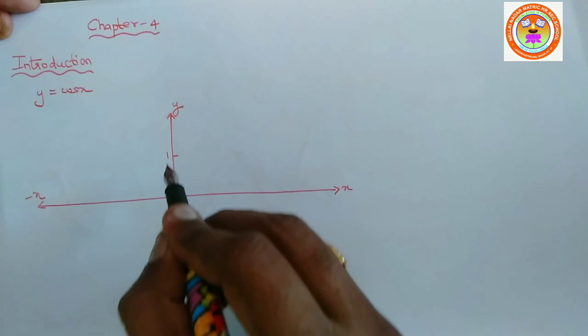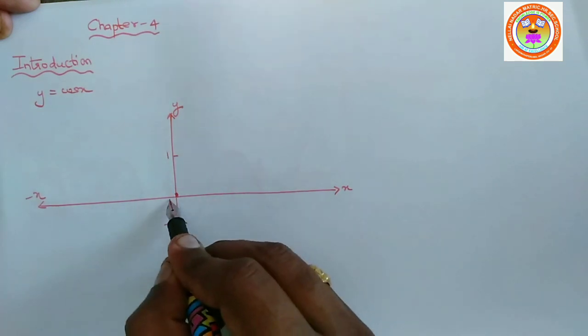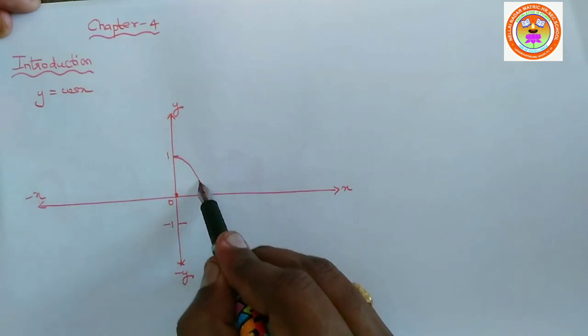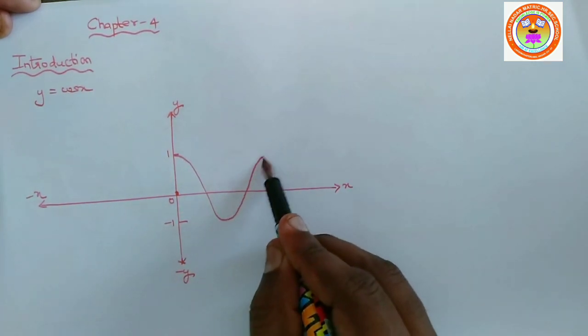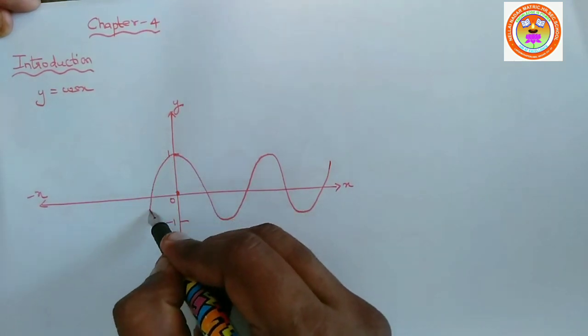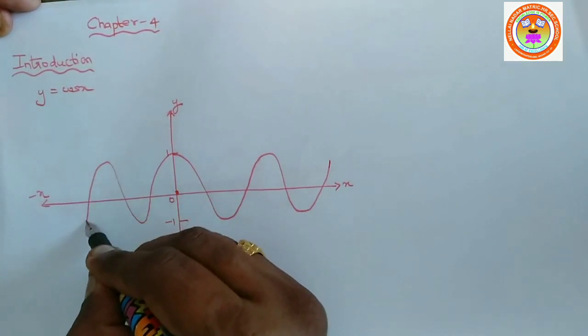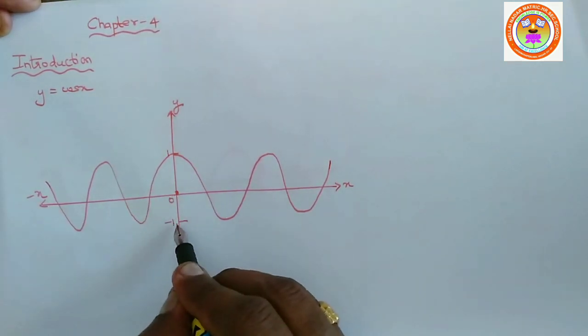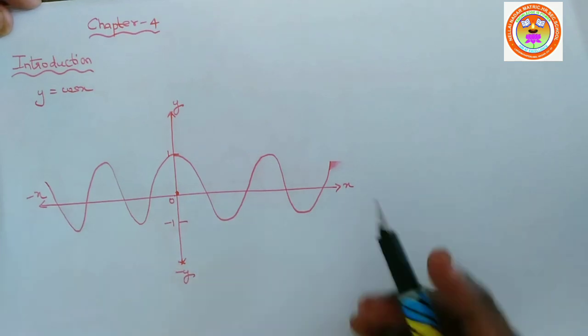The sin x curve starts from the origin, but the cos x curve starts at 1. It moves here and goes on. The same happens on the left-hand side also. That's all. So this is 0, this is minus 1, this is plus 1. This is called the range.